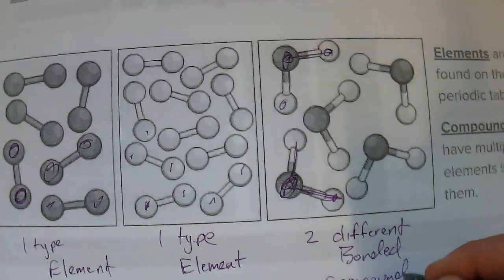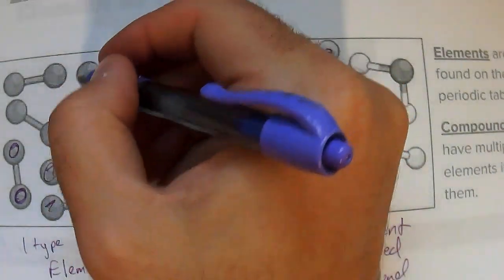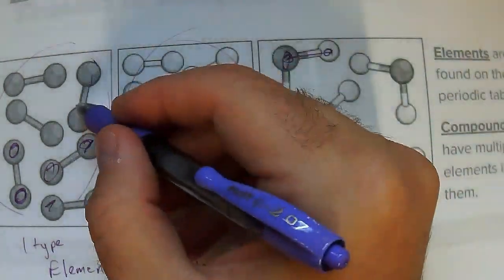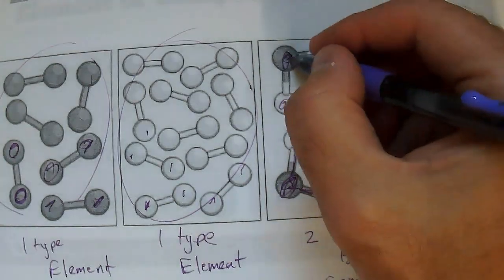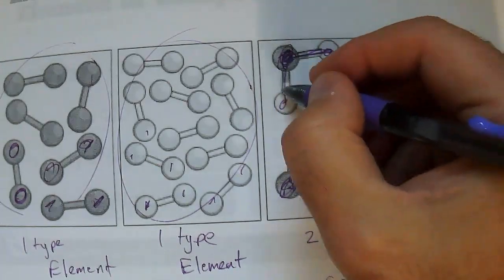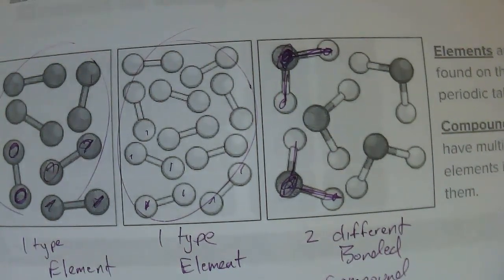So you can kind of see the difference between an element and a compound. One type. This is all just one type of thing. This is all one type of thing. But then when we mix them together and they react, you get this, and you have one bonded to a different thing, and that makes it a compound.